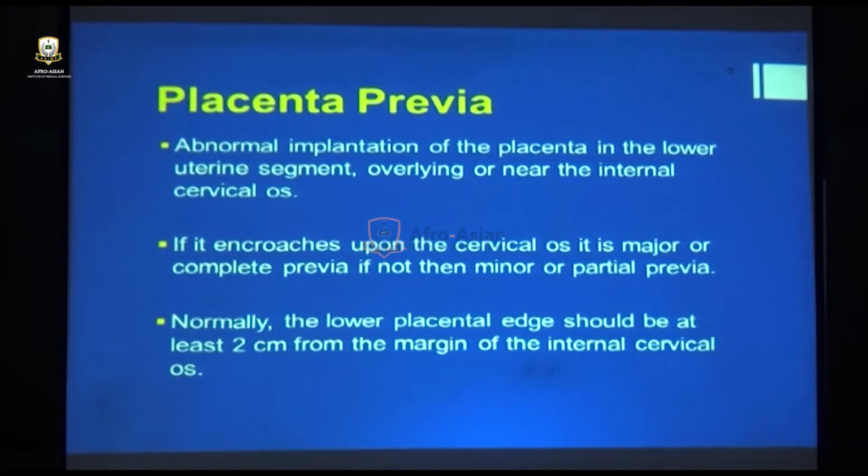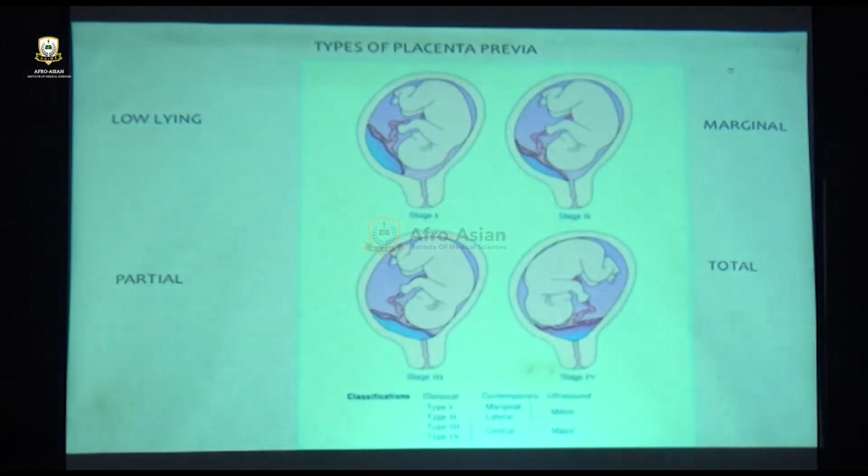So, what is previa? It's abnormal implantation of placenta in the lower uterine segment overlying or near the internal cervical os. If it encroaches upon the cervical os, it is major or complete previa. If not, then minor or partial. Normally, the lower placenta edge should be at least 2 centimeters away from the margin of internal os. This is how it goes.